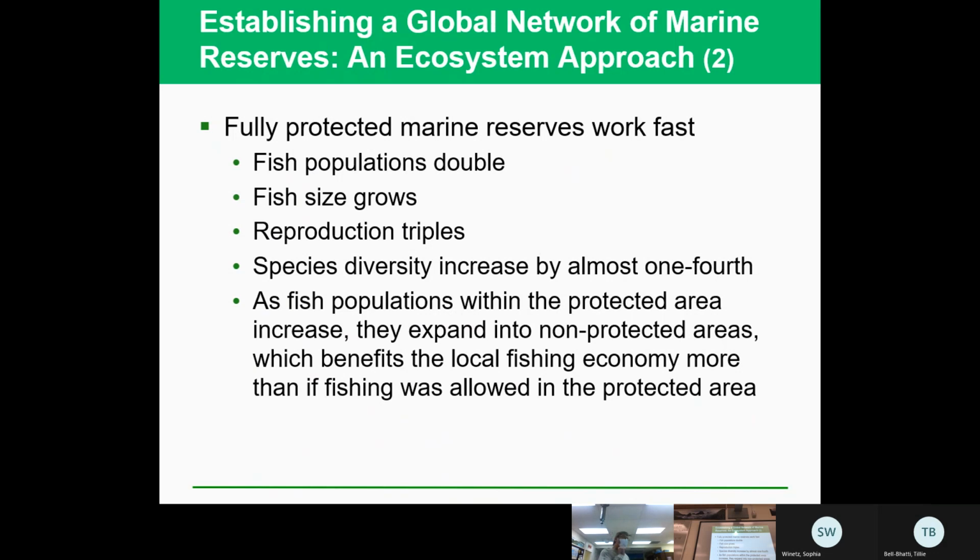I think this is what I talked about earlier, how a fully protected marine reserve can increase the population, so the new fish actually spread out to areas that aren't protected and help the fishermen in that zone. So this can boost the local fishing economy. If they stop fishing in one area, it might help their fishing in another area.